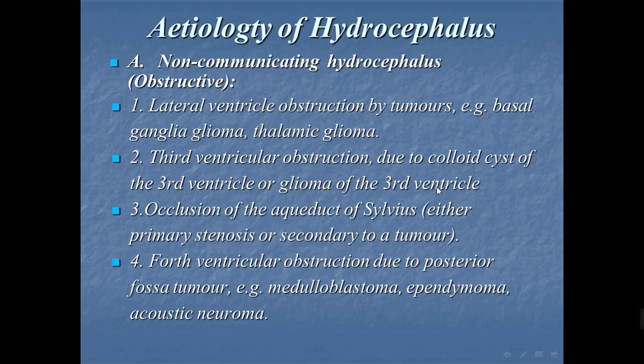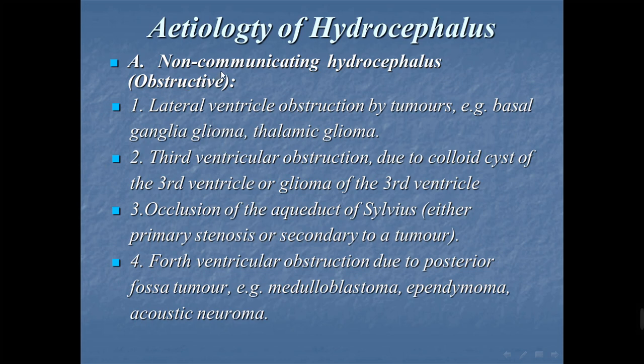Now, we said that we have two types of hydrocephalus, non-communicating and communicating. Non-communicating or obstructive. Now, we will divide the pathological causes of hydrocephalus according to the radiological classification. We said that obstruction up to the fourth ventricle is called obstructive hydrocephalus. If the obstruction is distal or there is overproduction, it will be called communicating.